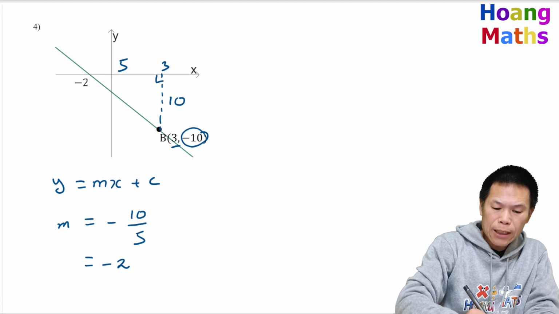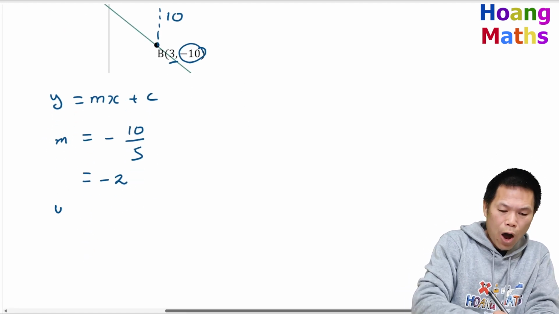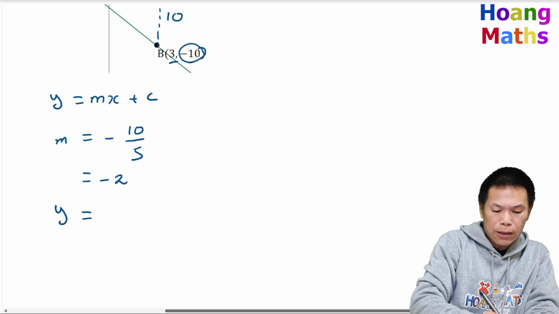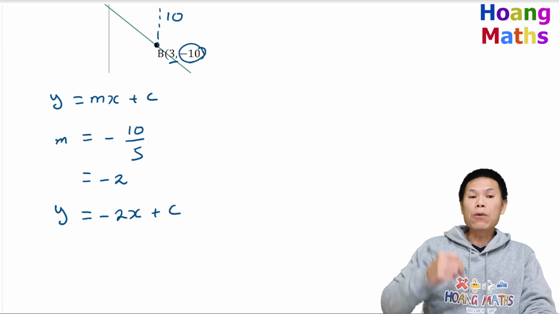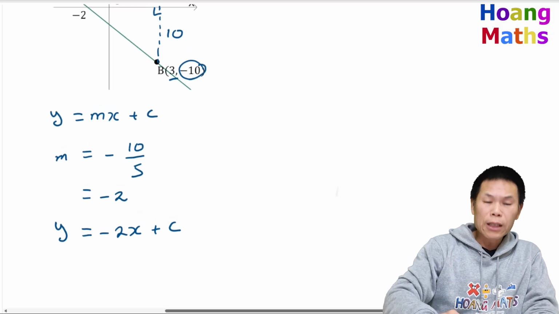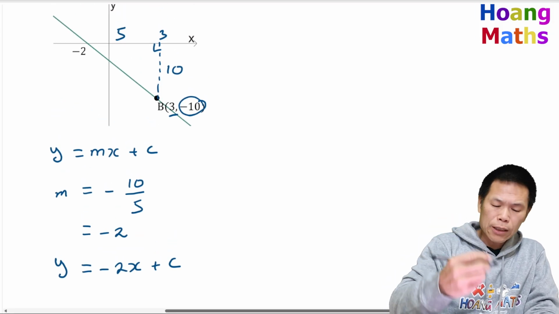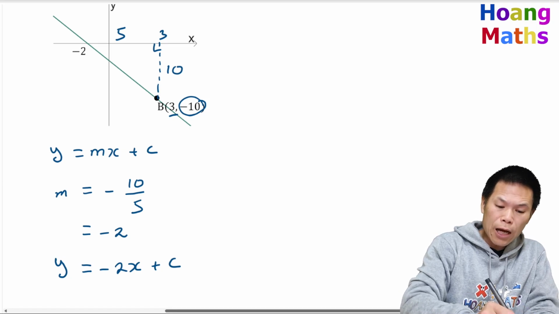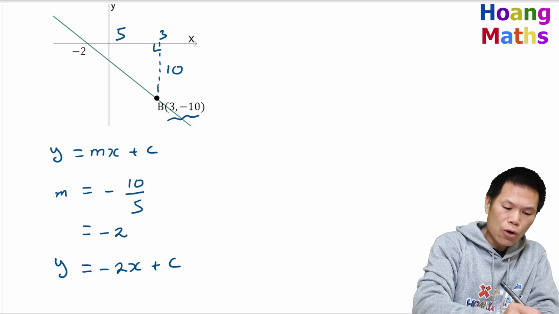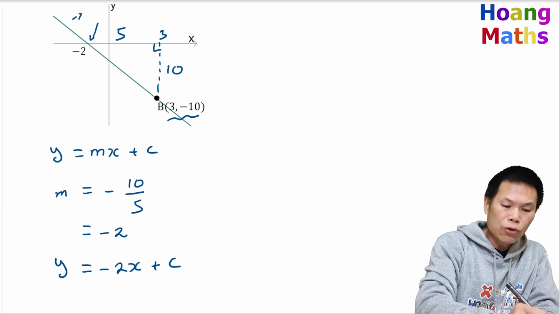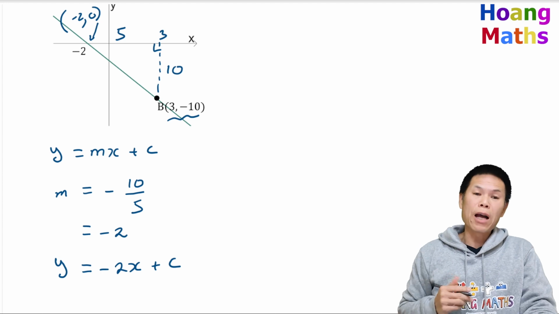So this means that, let me just move this down. So y is mx, so becomes negative 2x. We add a c. Then we just need to find the value of c, that is the y-intercept. And we need to find the y-intercept by using either this point here, which is 3, negative 10, or this point here, negative 2, 0. Either one of these points will give you the value of c.